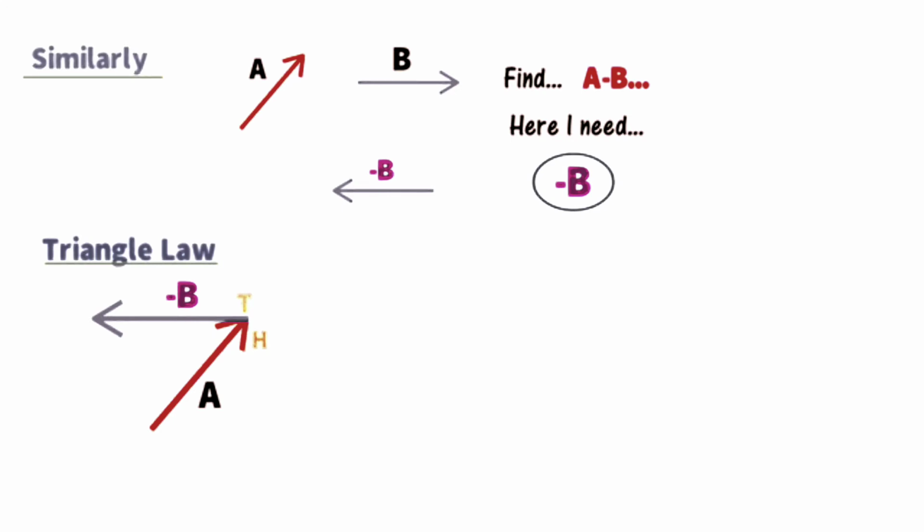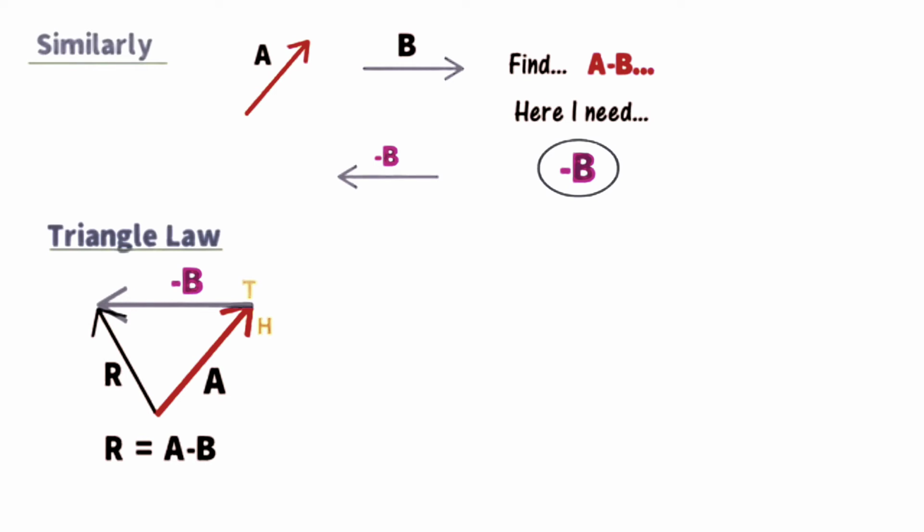Now to get the result of these two vectors, or to get a minus b, I am joining the tail of the vector a with the head of the vector b, and I am getting r is equal to a minus b. Now this is the vector subtraction by triangle law. Now I can also find the vector subtraction by using the parallelogram law.